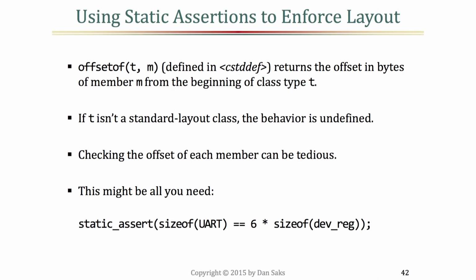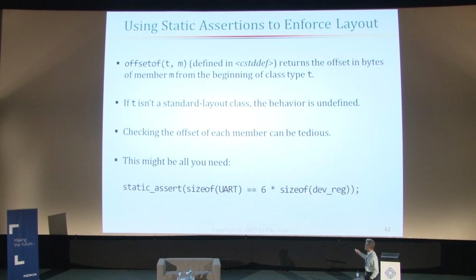Next. And so checking the offset of each individual member is often unnecessary. There may be ways to get around that. Next. For example, this one might work just fine: if your expectation is that the UART is just 6 full words, all word aligned, there shouldn't be any padding at all, then the size of the UART should simply be 6 times the size of register. And that one check is a nice way to guarantee there's no padding.